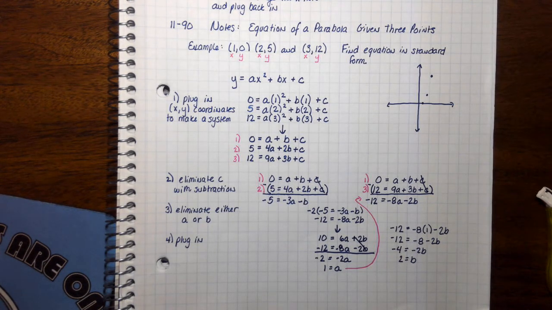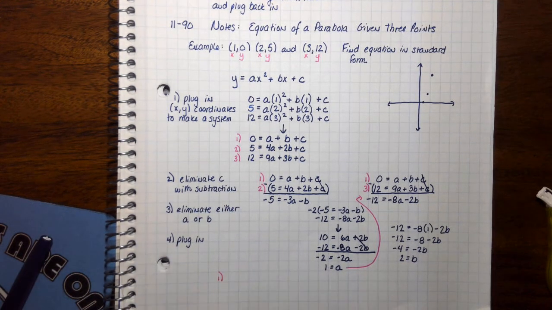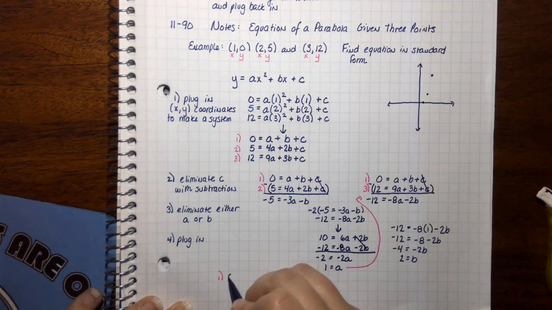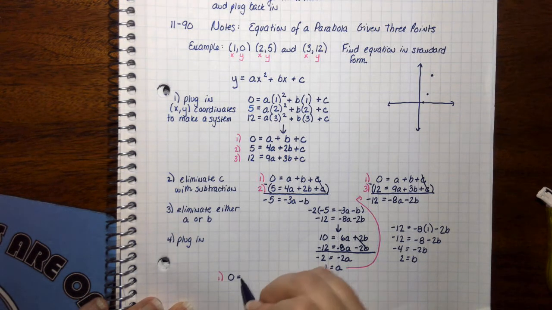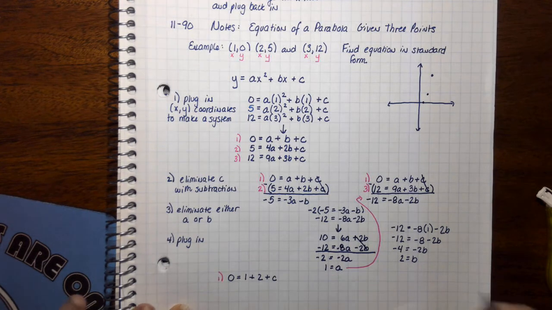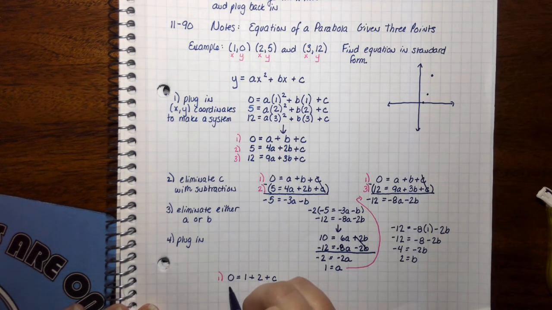Okay, and then I'm going to plug into one of the originals. So notice equation 1 is the simplest. So I'm going to plug back into equation 1. 0 equals A plus B plus C. 0 equals 3 plus C. Negative 3 equals C.